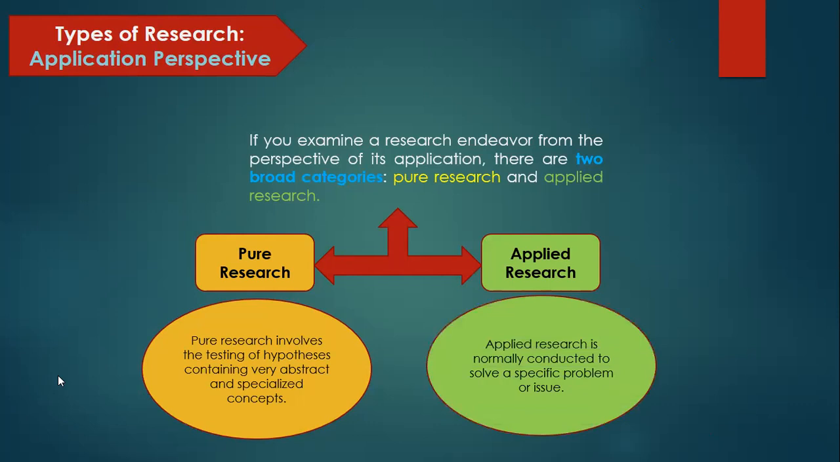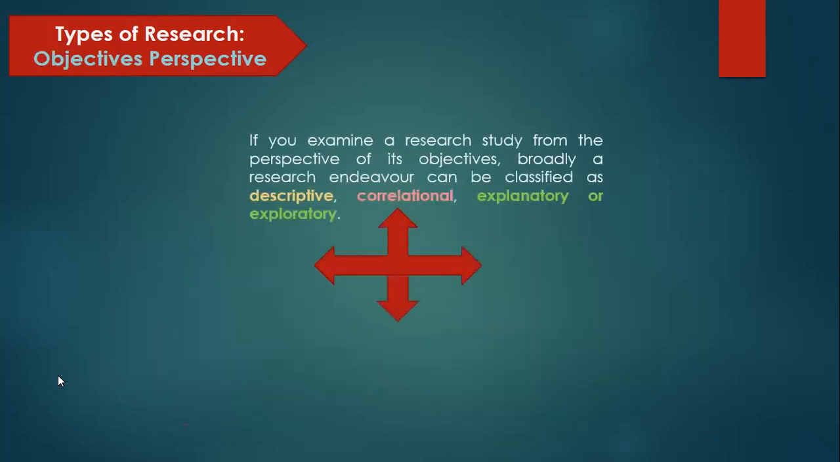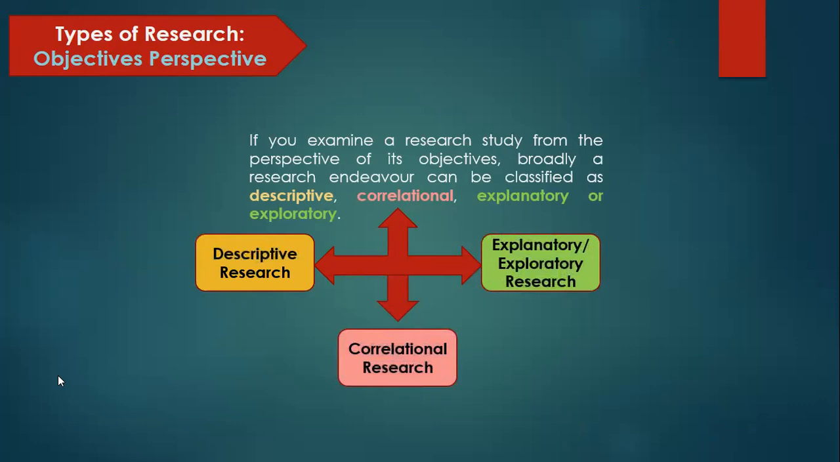For applied research, you are designing something, you have invented something, you want to solve some issue, and it's an application because it's necessary for a certain problem. So it's applied research according to application. Okay, so this is the application perspective. For the objectives perspective, we have three: descriptive research, correlational research, and explanatory or exploratory research. So these are the types of research under the objectives perspective.